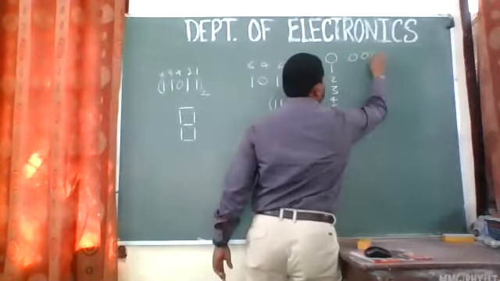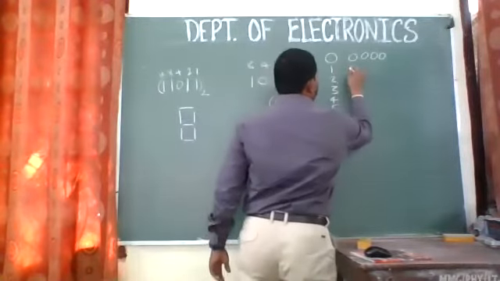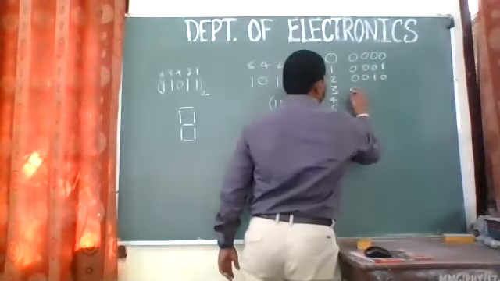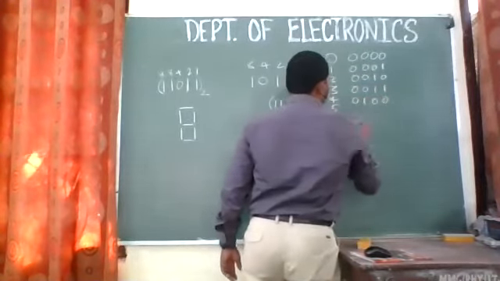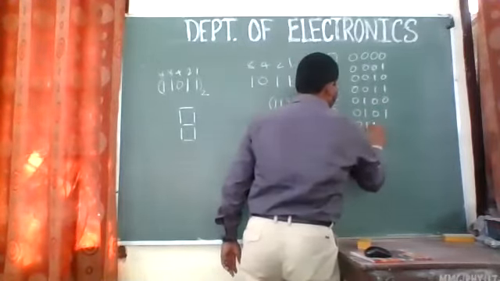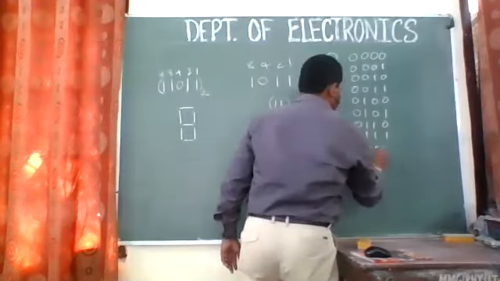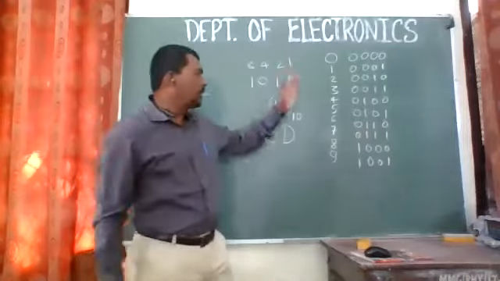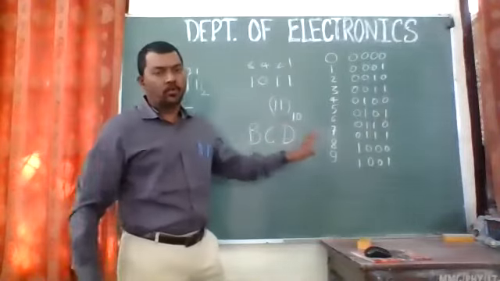So we will have a 4-bit format of binary 0000 for 0, and for 1 it will be 0001, for 2 it will be 0010, for 3 it will be 0011, 0100 for 4, and 0101 for 5. For 6 it is 0110, for 7 it is 0111, for 8 it is 1000, and for 9 it is 1001. So this type of coding up to only decimal is called the BCD code, right?